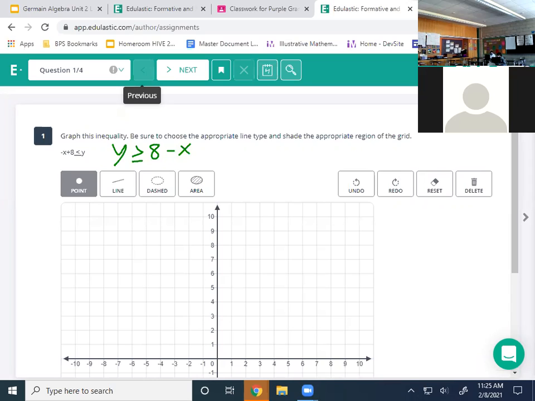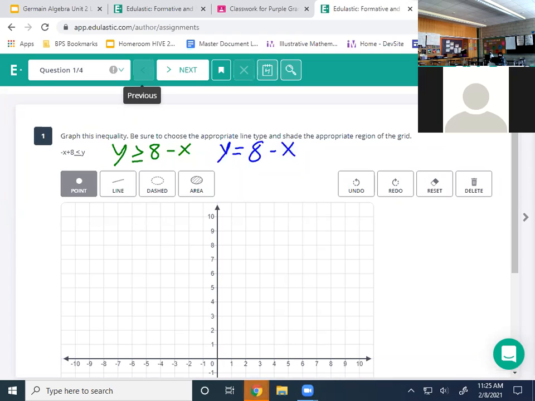Okay, so we have to graph this inequality. If we were to look at it like an equation, it would be written as y is equal to 8 minus x. So if I wanted to graph this, what form is this written in, first of all? Y equals mx plus b. Good. So it's written as y equals mx plus b.